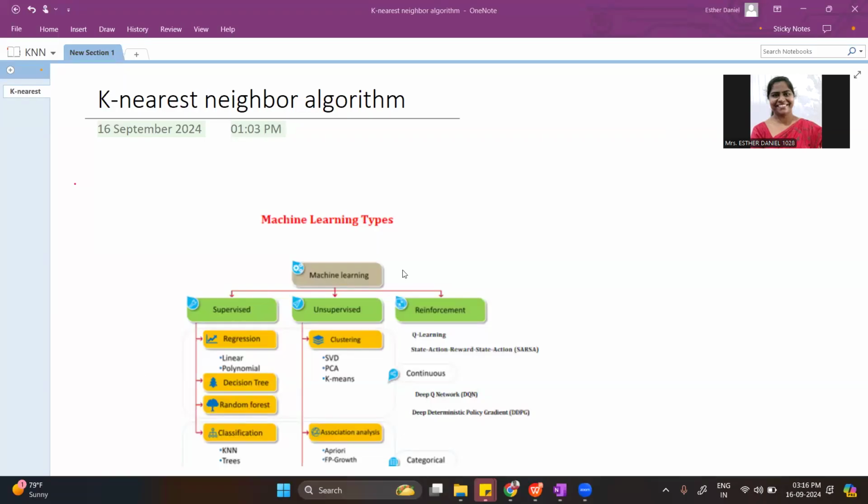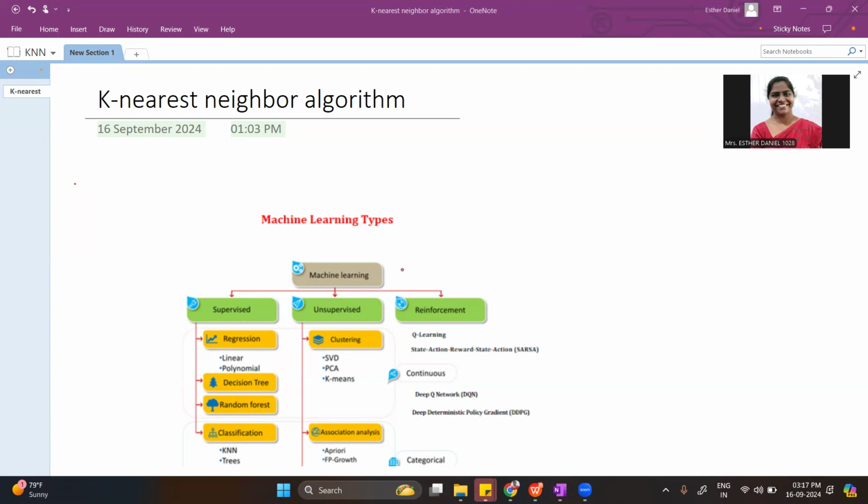Today we will look into our seventh experiment, K nearest neighbor algorithm. We have already seen simple linear regression, how linear regression works and its performance analysis. For this experiment, we will learn about the K nearest neighbor algorithm or KNN algorithm.